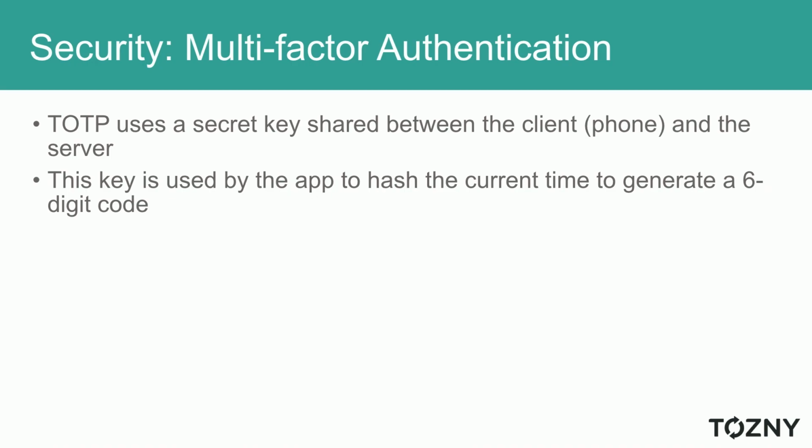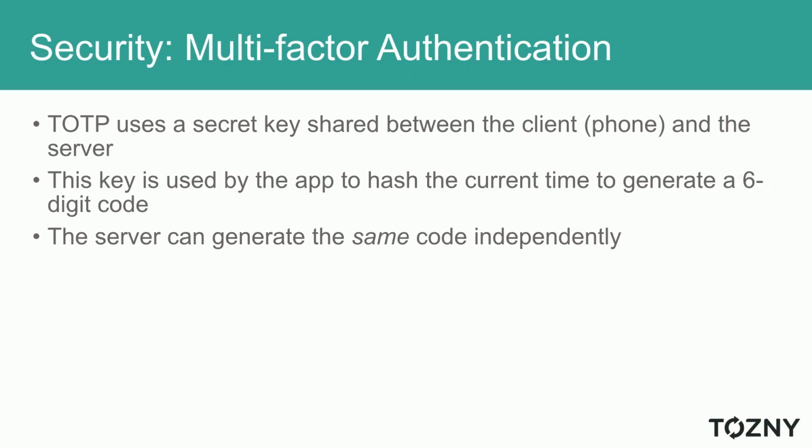This is based on HOTP, which is HMAC-based one-time password, where you use a counter. So you have code 1, code 2, code 3, code 4, and you hash that counter 1, 2, 3, or 4 with your HMAC key and generate a token. Google Authenticator takes the Unix timestamp and uses that instead. The server, because it also has a clock, can generate the same code independently. It knows your HMAC key, it knows the current time, and you'll also give it a little bit of wiggle.